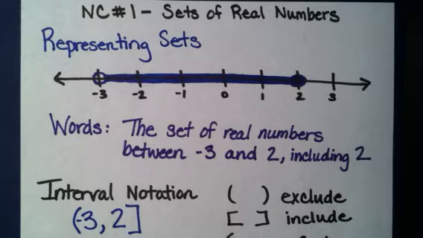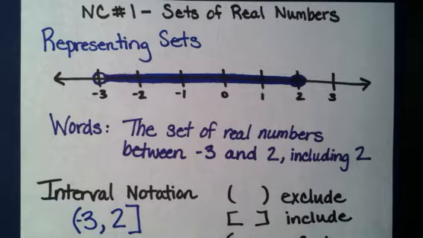The first pictured here is graphed on a number line. We have an open circle at -3, a closed circle at 2, and a line connecting the numbers. Representing the set with words, we would say the set of real numbers between -3 and 2, including 2.